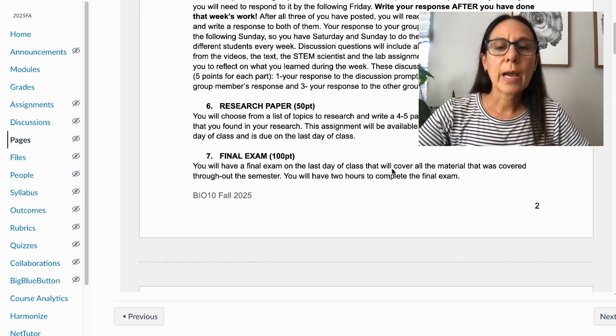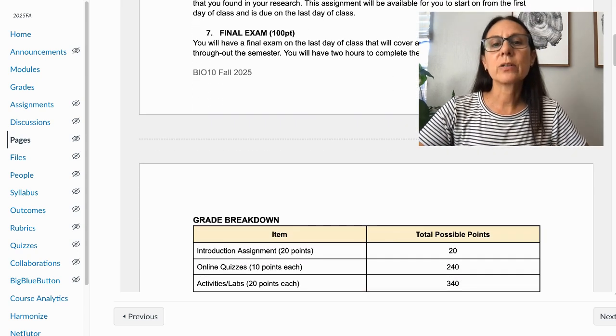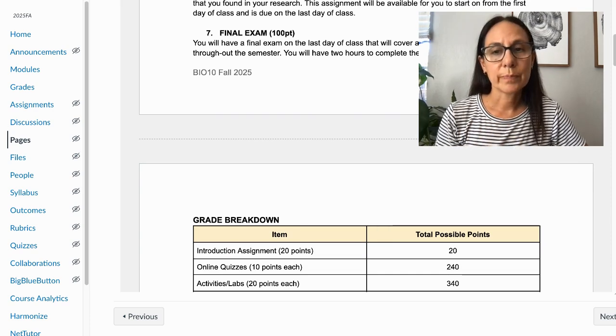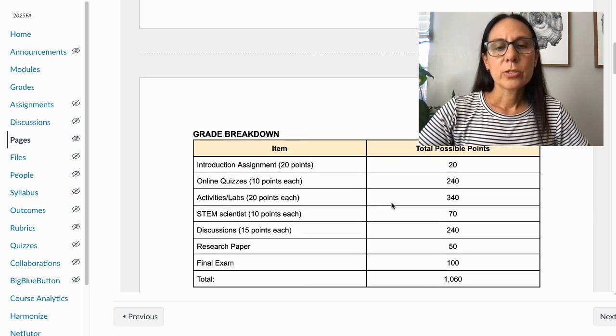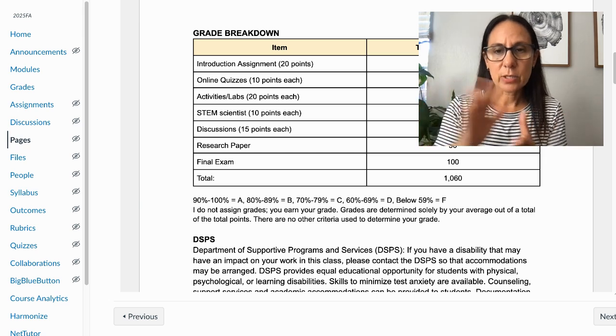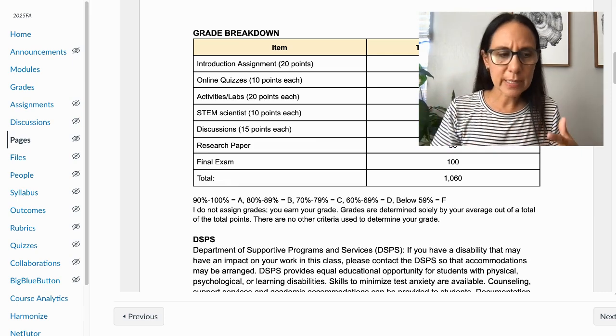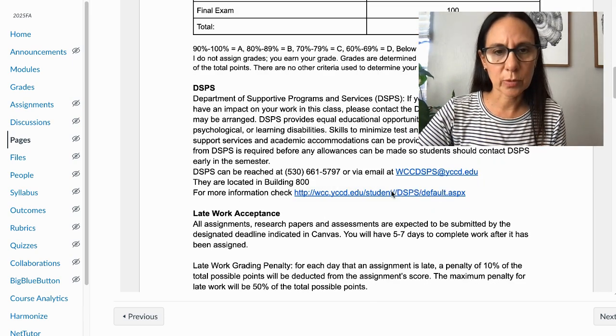Okay, then you're going to write a research paper that's due on the last day of school, and then the final exam is also due on the last day of school. Okay, so the grade breakdown is here. And so these are all the points available in the class. And so you can track your points and figure out your percentage as we go through.